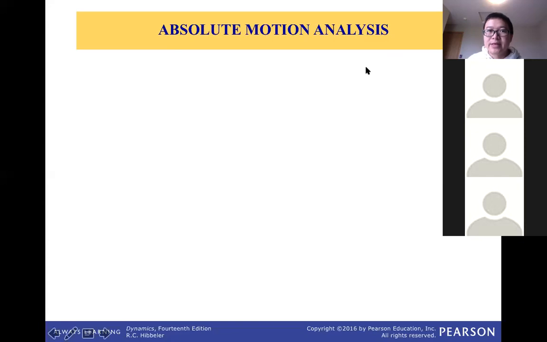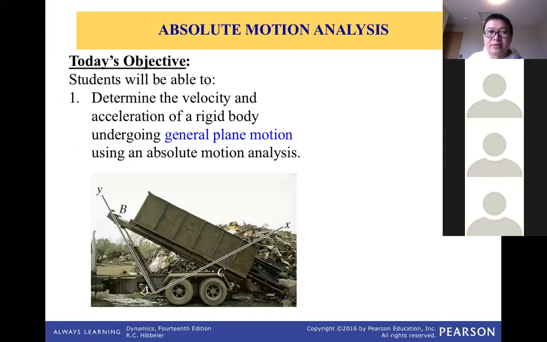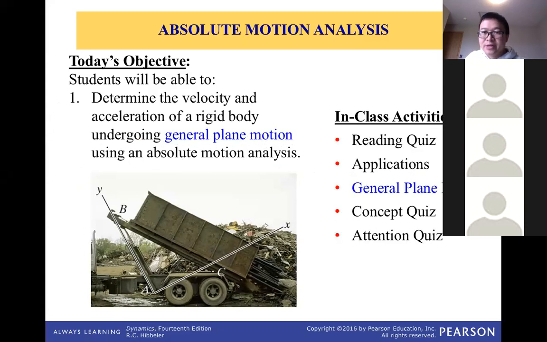All right. So today we'll be checking section 16.4 on absolute motion analysis. The objective will be to determine the velocity and acceleration of a rigid body when it's undergoing general plane motion, using the method called absolute motion analysis. We'll do a reading quiz, then check some applications, and then look at a couple of concept quizzes, an attention quiz, and also one or two examples.